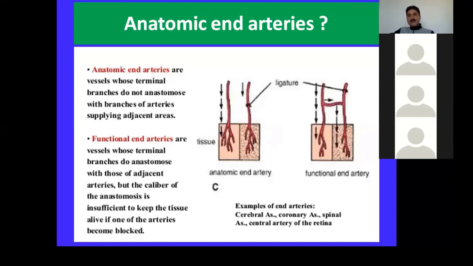Infarction means cell death. In contrast, in functional end arteries, there is some degree of communication between the adjacent tissues. The blood vessels of the adjacent areas do have communication. We have a collateral there, but this collateral does not work at the time of emergency. So we call it a functional end artery. Though there is collateral circulation, usually, not always, it does not work when there is need.